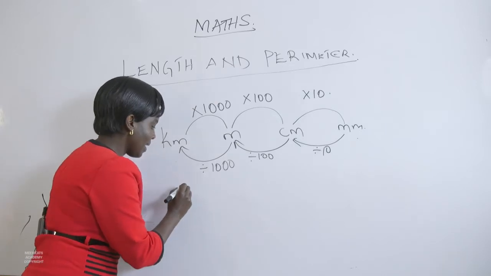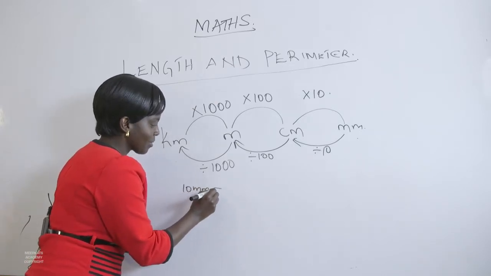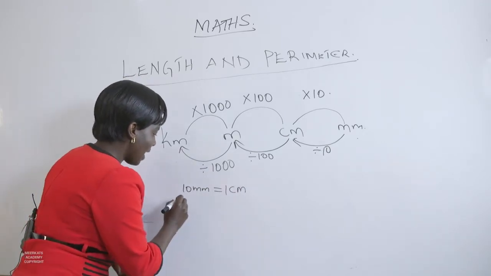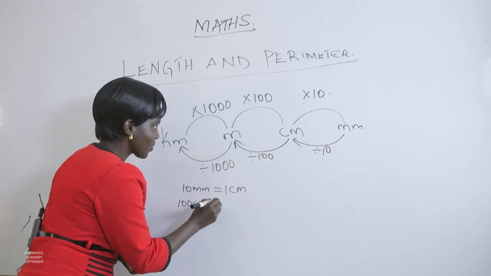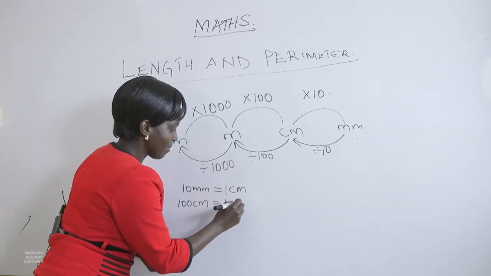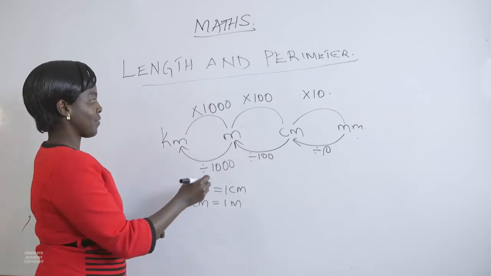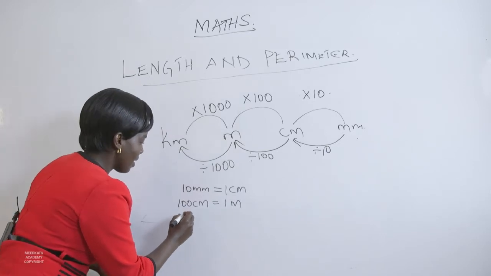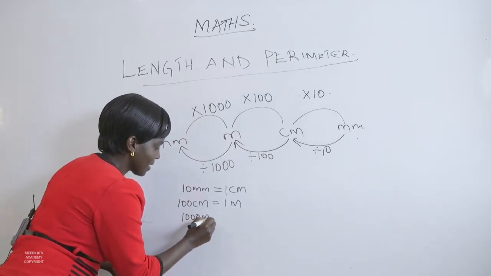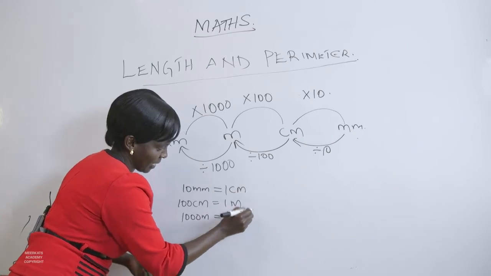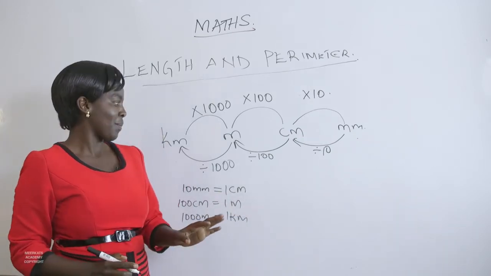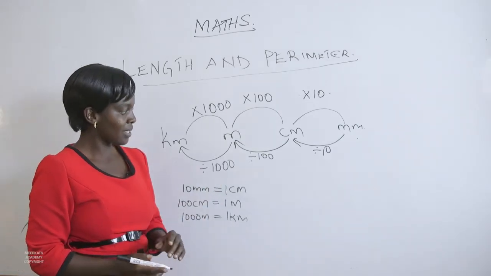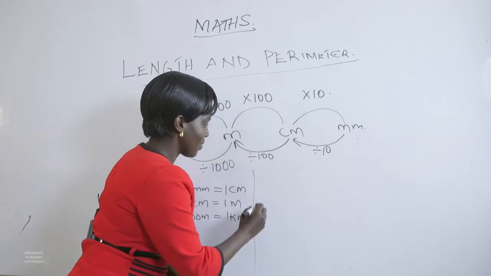What are we saying, in short? That 10 millimeters is equal to 1 centimeter. We are also saying 100 centimeters is equal to 1 meter. And from our chart on the board, we are seeing that 1,000 meters make 1 kilometer. So that means if you are supposed to convert, these are the values that we are supposed to use. Let's look at an example.